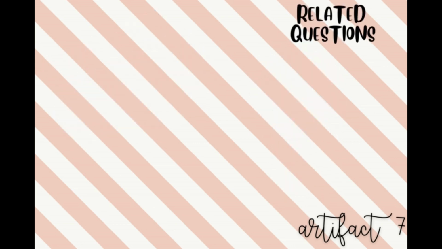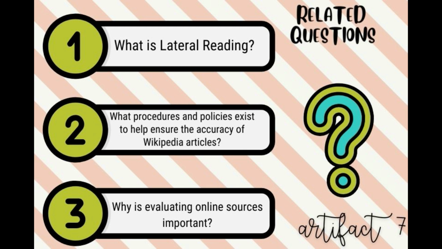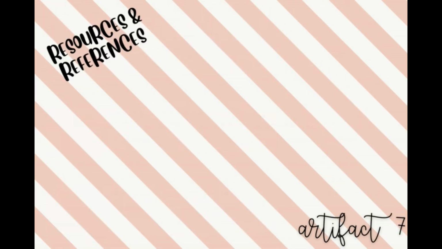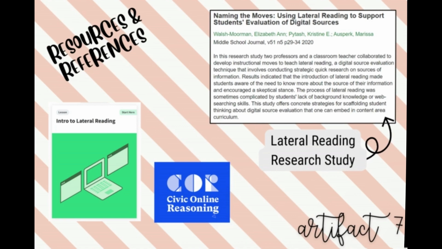To achieve this objective, students must be able to describe the lateral reading process, procedures and policies that exist to ensure the accuracy of Wikipedia articles, and form an understanding of why evaluating online resources is important. The lesson structure and selected materials served as a guide to foster students' digital literacy and media fluency when evaluating the accuracy of information presented in online news sources.